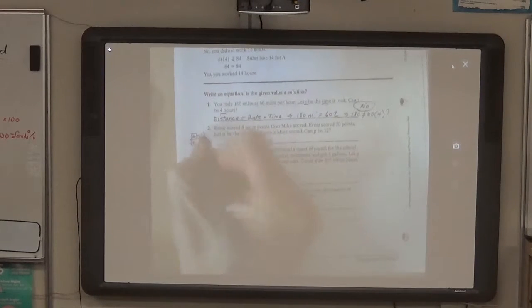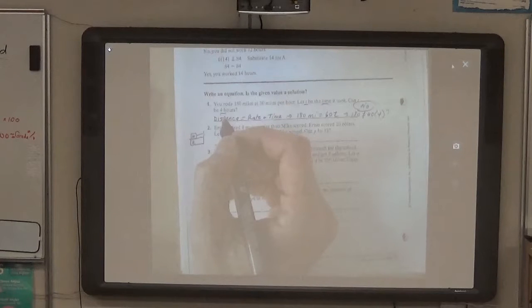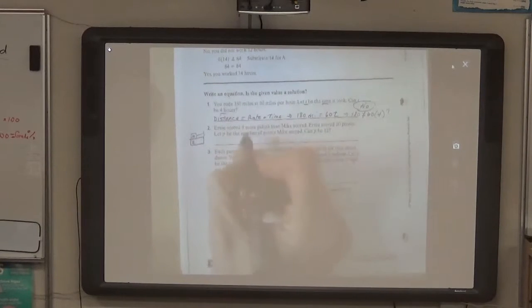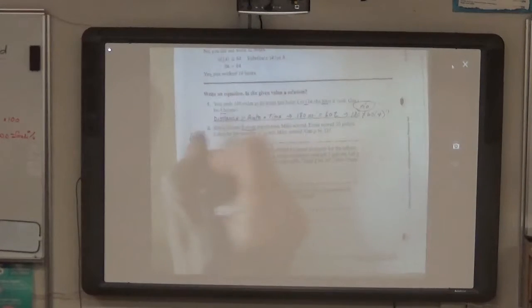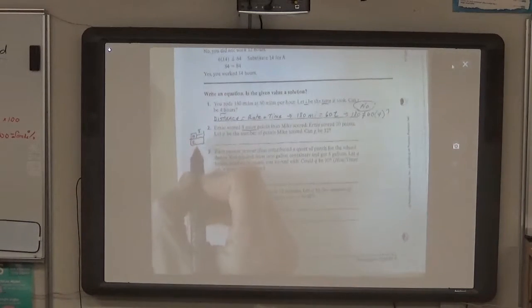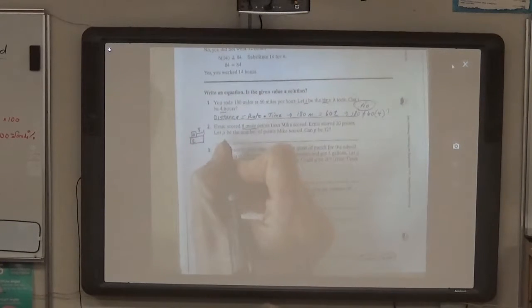What does this space represent? Distance between what Ernie scored and what Mike scored. Correct, the difference. And what is the difference? It says it in the problem. 12. No. 8. 8 more. So, M plus 8 equals E. Correct? Yeah. M plus 8 equals E, except it says to use P for the points that Mike scored. So instead of M, we should use P.